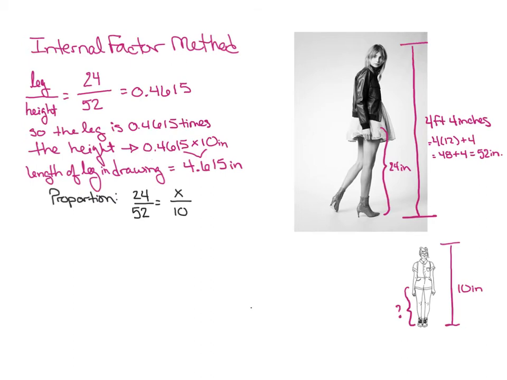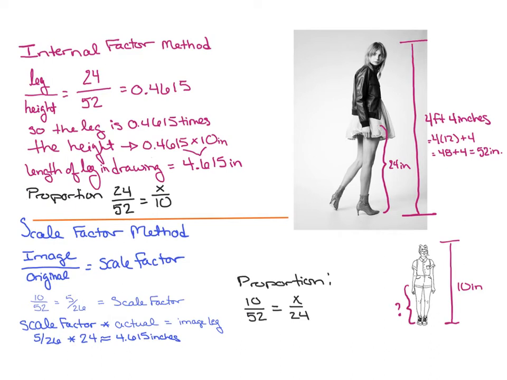The other method we want to look at is the scale factor method. So for the scale factor, to figure out the scale factor, we always take the image and divide by the original. So when we look at our figures, the one thing we know on both of them is the height. So the image has a height of 10 inches and the original has a height of 52 inches. So 10 over 52, if I divide, it gives me a very long decimal. So keeping it as a fraction is actually more accurate. I just reduced it to 5 over 26. So the scale factor is 5 over 26 or 10 over 52.